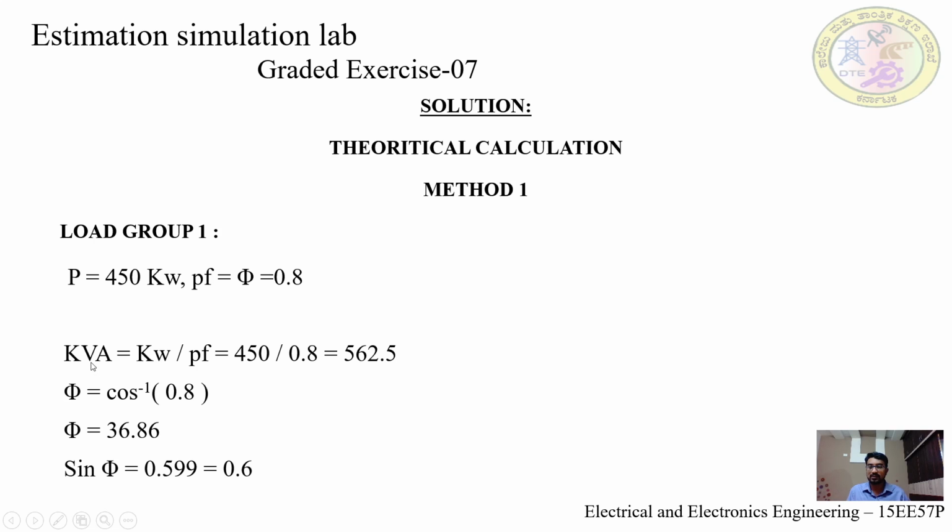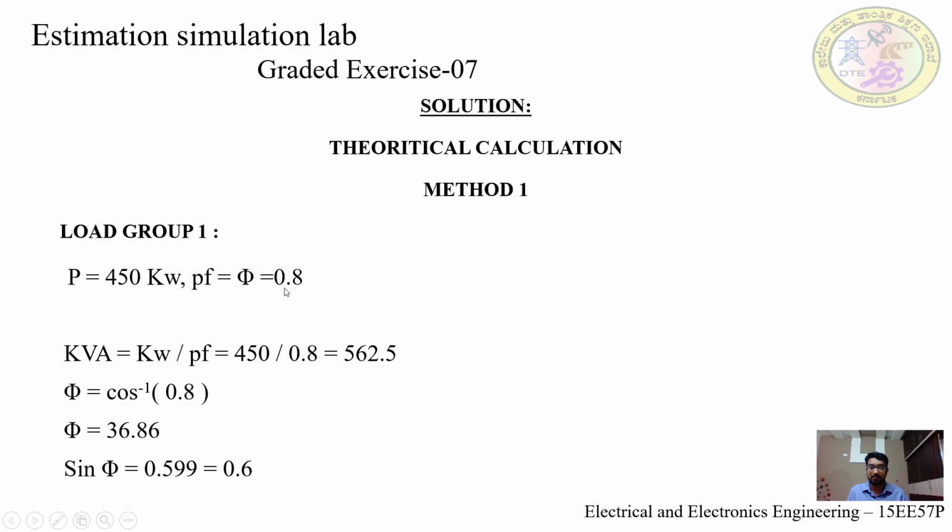So, we will first find out the value of kVA, which is given by kW by power factor. The kW value is 450. The power factor value is 0.8. Hence, the value of kVA is 562.5. Here, cos phi is 0.8.